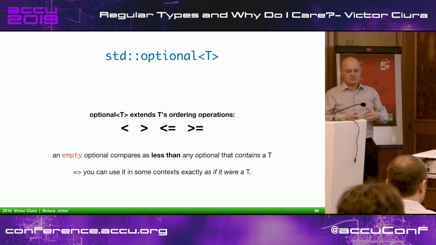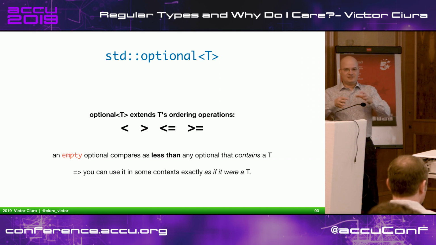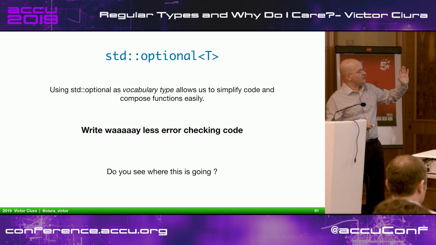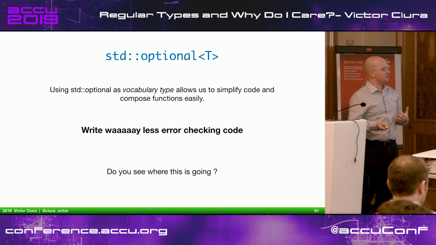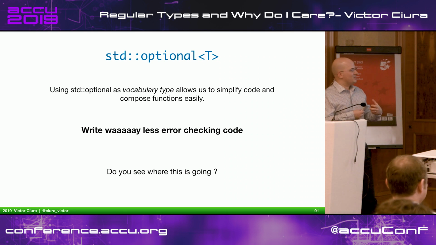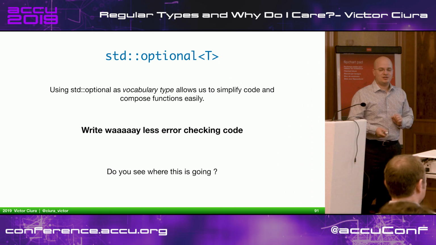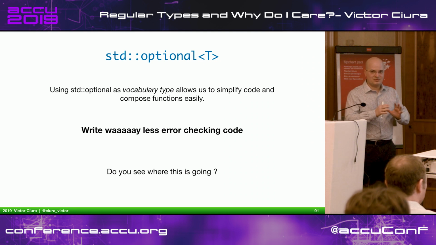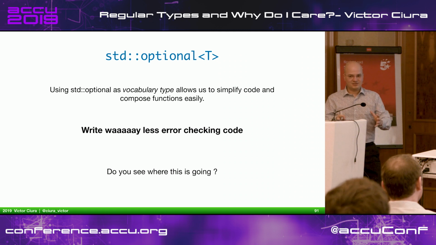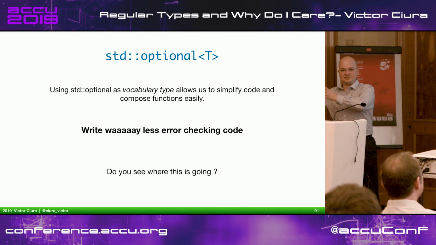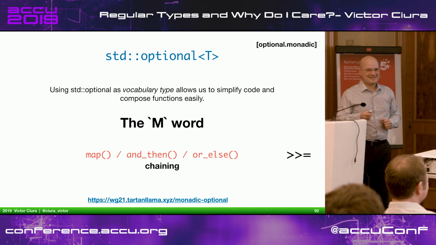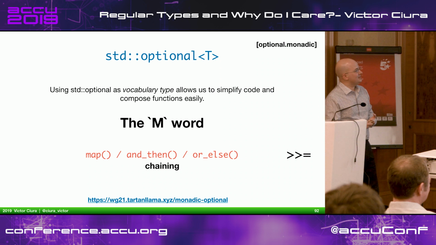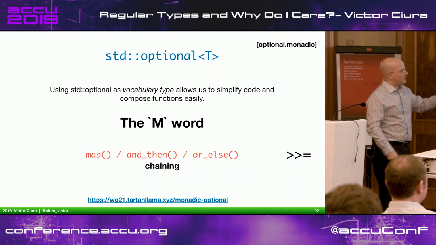So if we're thinking about a value or potentially a value inside the box, inside the context, if we're thinking about contexts, yes, it's a vocabulary type that allows us to simplify code. Yes, it composes. We can use it to compose things. Yes, you can write way less error checking code. So does anybody see where I'm going with this? So maybe a value wrapped in a box, that is its context, that we compose, that we pass along. Yeah, Matthias said the M word. So we can think about optional as a potentially monadic wrapper, and there are proposals.